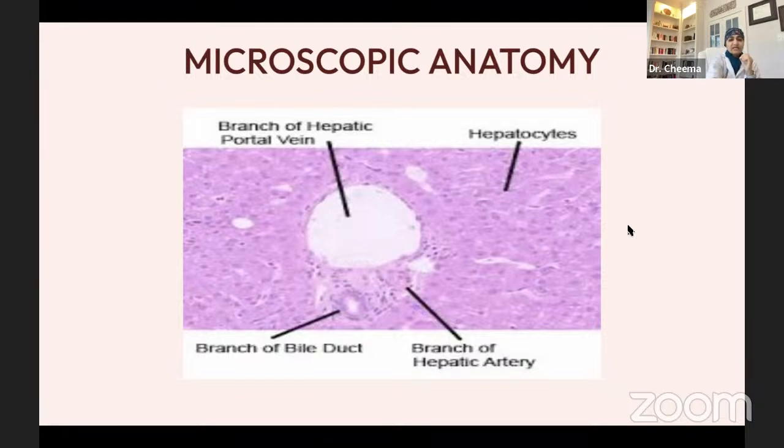So the sinusoids are basically the large diameter capillaries lined by the endothelial cells between rows of the plates, or you can say cords of hepatocytes. And these sinusoids also contain the Kupffer cells of the reticuloendothelial system.